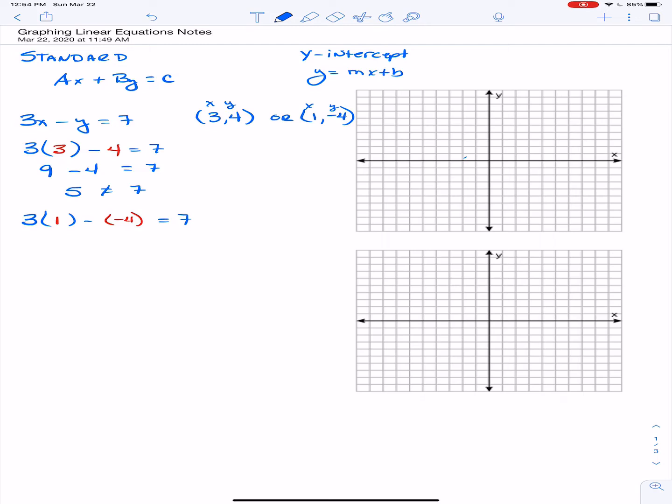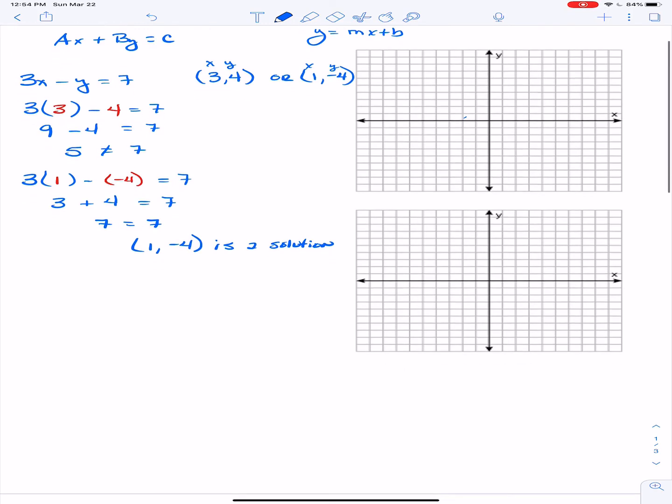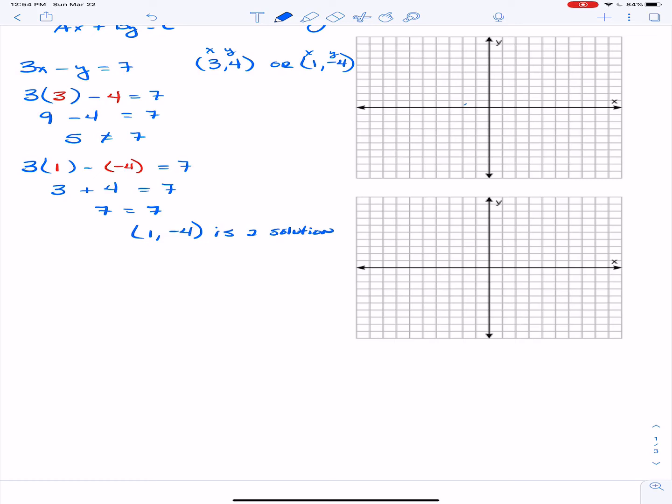So now I'm going to do my math. 3 times 1 is 3. A negative times a negative is going to give me a positive 4, so 3 plus 4 equals 7. 3 plus 4 is 7, and 7 does equal 7. So the point (1, negative 4) is a solution for this equation. Okay? That should be a little bit of a review for you for finding out if points are solutions.